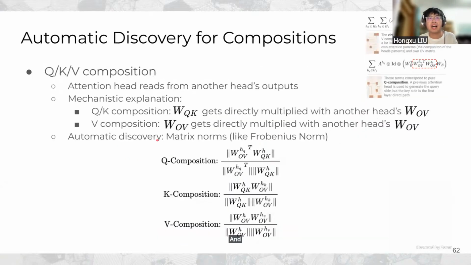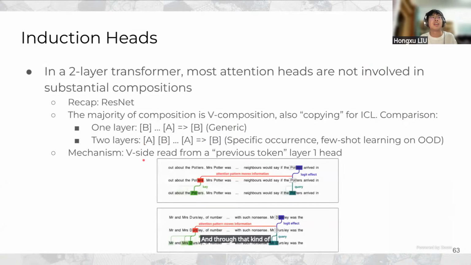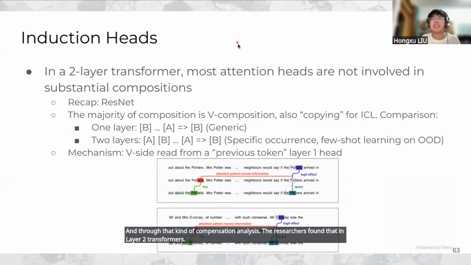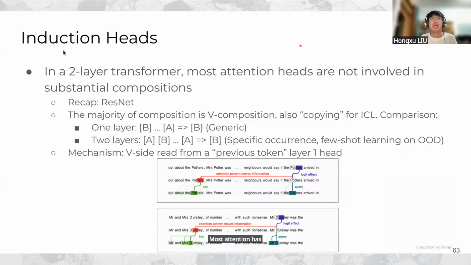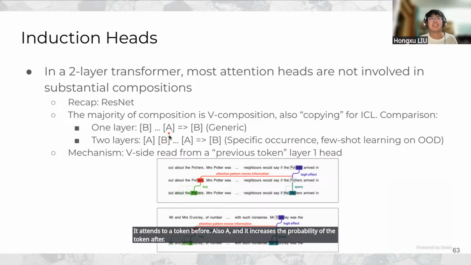And through that kind of composition analysis, the researchers found that in layer 2 transformers, most attention is dedicated to a kind of attention function they call the induction head. That is, for a token like A, it attends to a token before, also A, and it increases the probability of the token after that token, that is B.